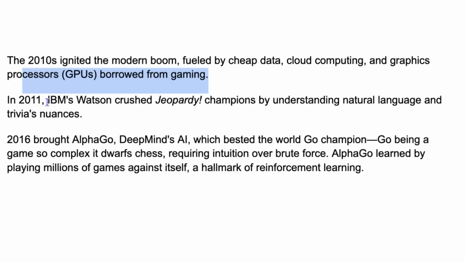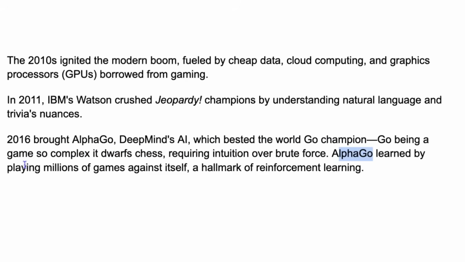In 2011, IBM's Watson crushed Jeopardy champions by understanding natural language and trivia's nuances. 2016 brought AlphaGo. Go is apparently a really complex game, and DeepMind, which now works with Google, I want to say, bested the world Go champion. Go was a game so complex that it dwarfs chess, requiring intuition over brute force.